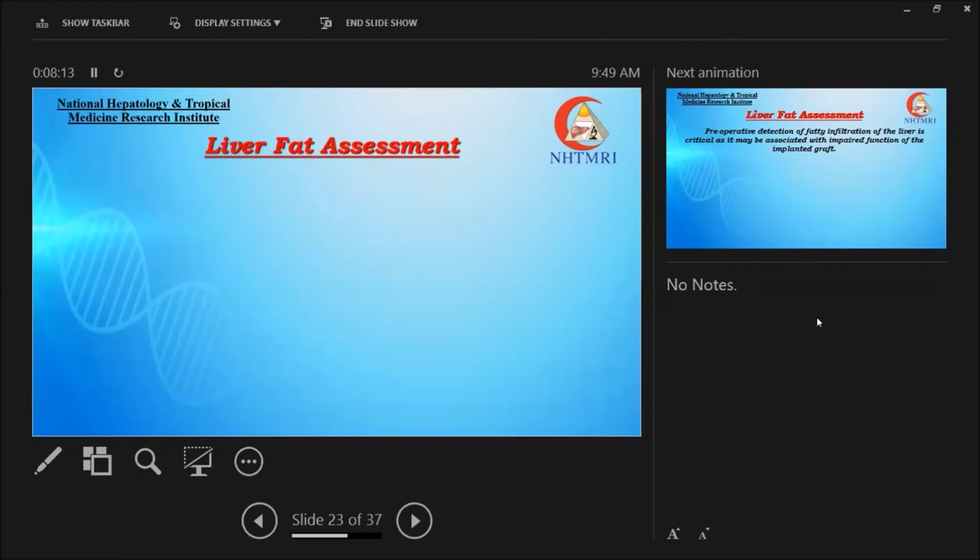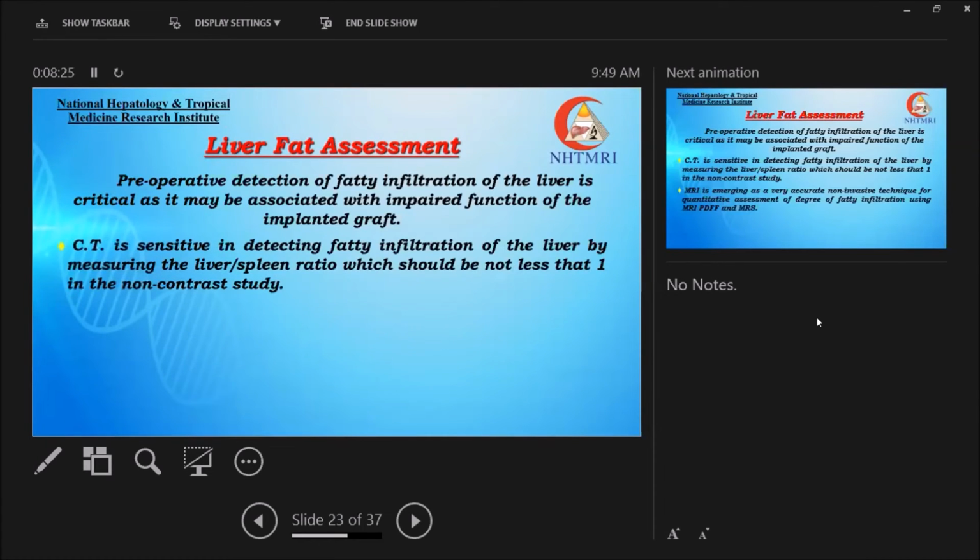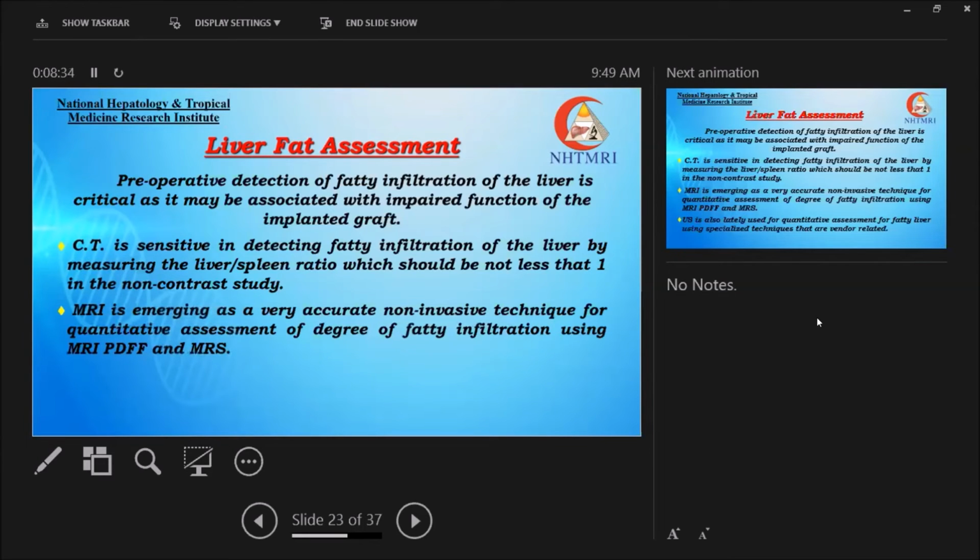Now to an important issue, the liver fat assessment. Preoperative detection of fatty infiltration of the liver is critical as it may be associated with impaired function of the implanted graft. CT is sensitive in detecting fatty infiltration of the liver by measuring the liver spleen ratio, which should not be less than 1 in the non-contrast study. MRI is emerging now as a very accurate non-invasive technique for quantitative assessment of the degree of fatty infiltration using the PDFF, which is the proton density fat fraction, and the MRS.